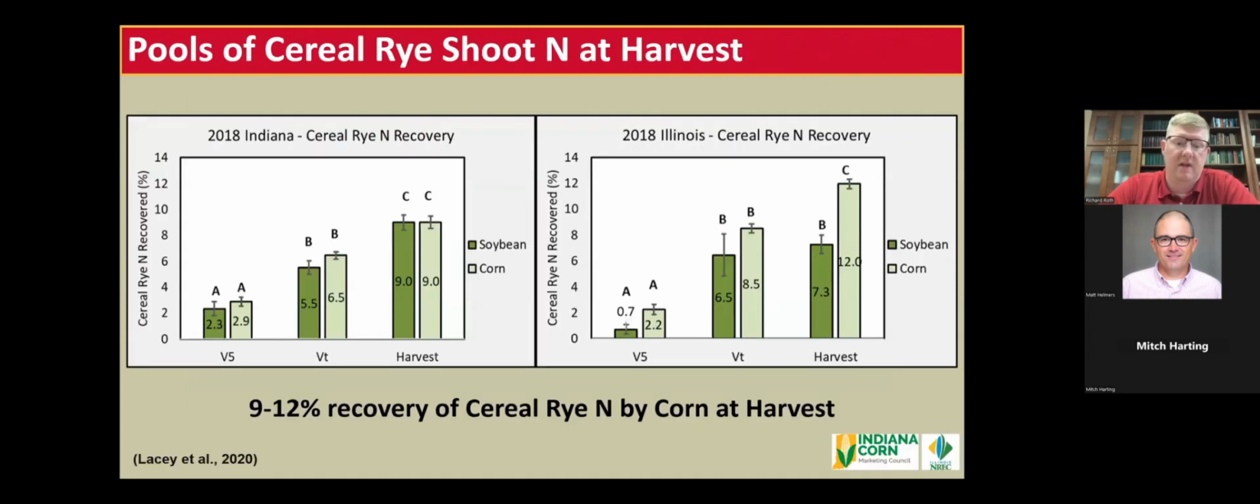This is looking at how much of the nitrogen that is released by the cereal rye is actually used. Don't try to interpret this figure, but basically what you should know is that corn and soybeans use about 10% of whatever's in the cereal rye. So essentially, if it is returned in a plant available form, the crop's going to use it, but there's just not much returned.